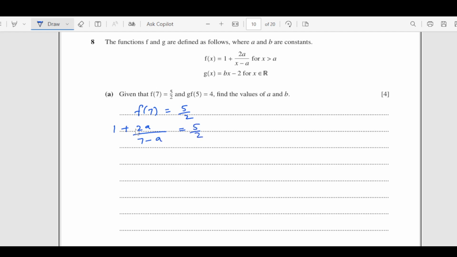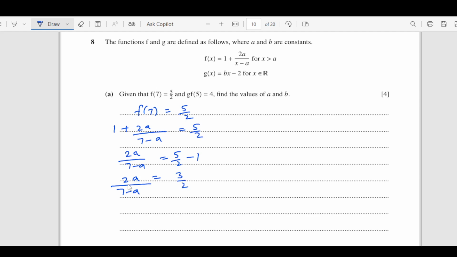Now just simplify this one. This is going to be 2a over 7 minus a, 5/2 minus 1, that is 2a equals, this is going to be 7 minus a as it is, 2 minus this is 3/2.